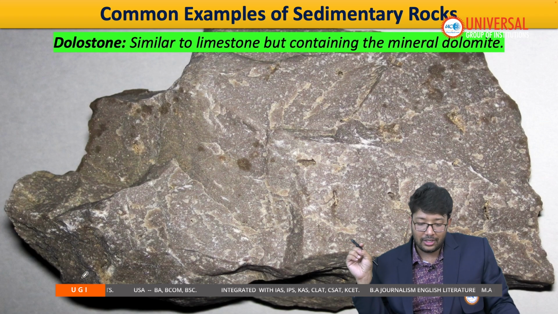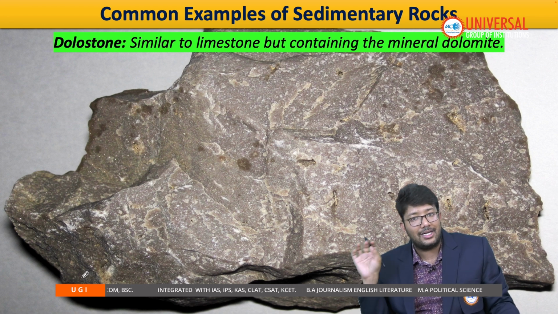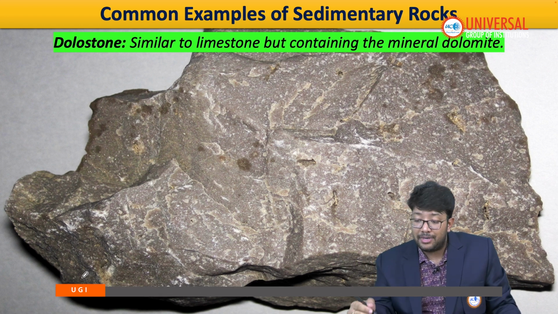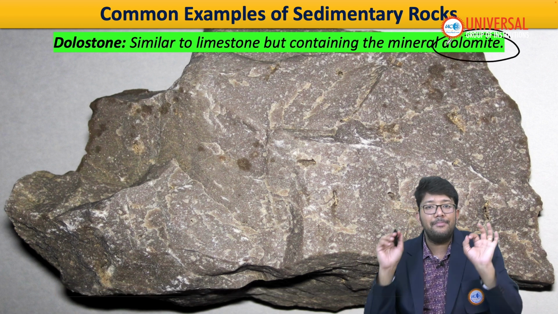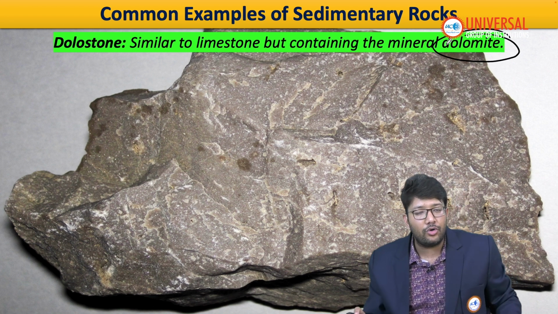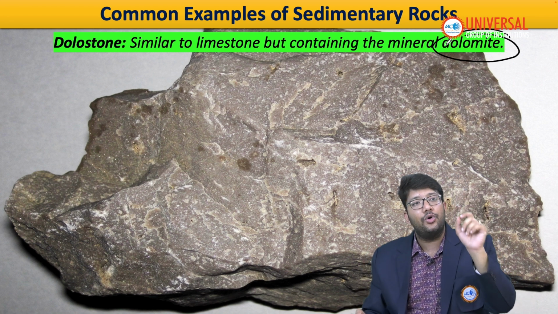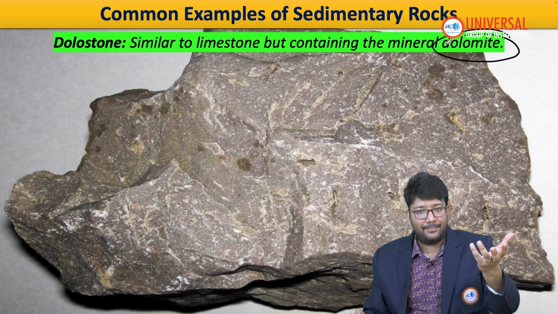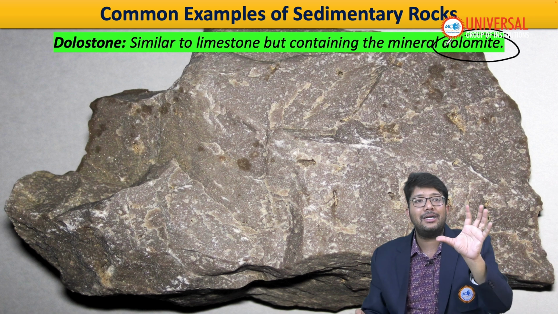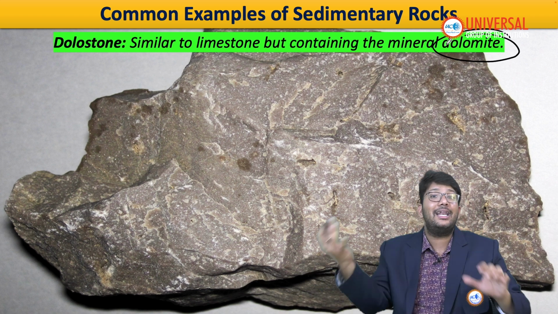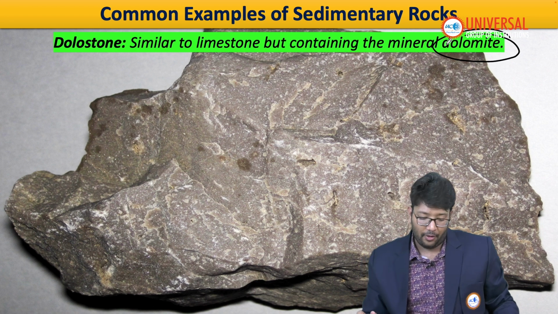Next is dolostone. Dolostone is similar to limestone, but it contains the mineral dolomite. Simple. If you want to remember dolostone, just remember that dolostone is a limestone type. It's similar to limestone, but if dolomite is mixed in limestone, then dolostone is formed.